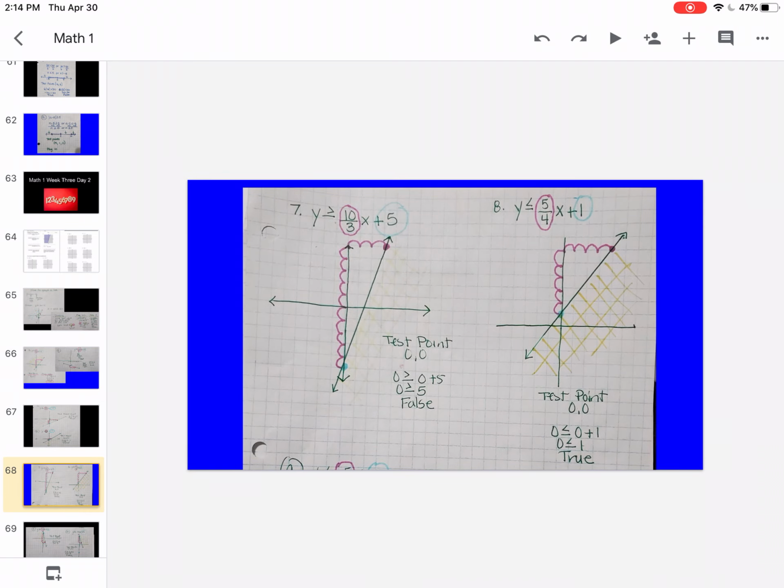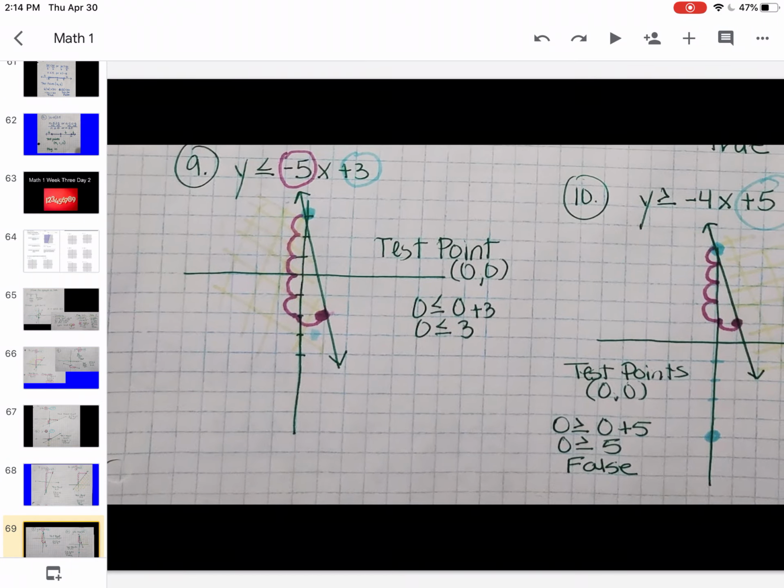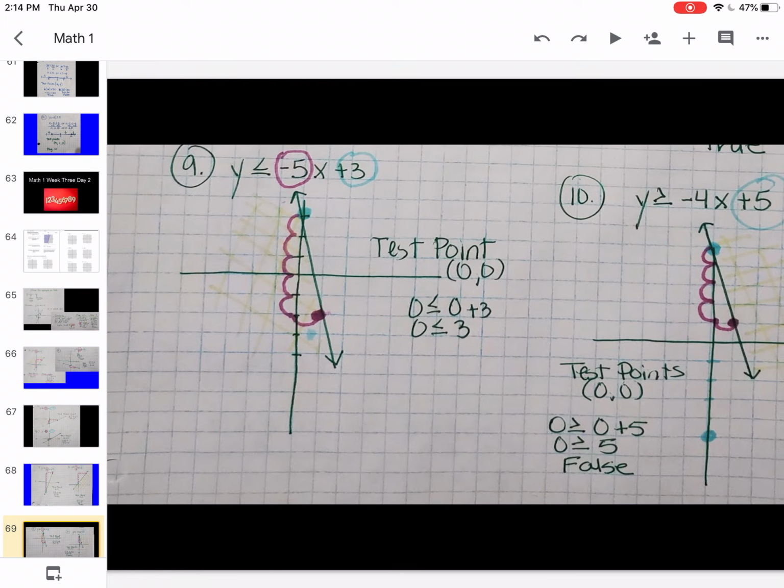All right. For 9, we start with 3, in blue. I don't know why it's sort of off the line there. But anyway, oh, I know why. It's positive 3. I got confused with that blue dot there. So you start at 3, which is at the top, and we're going down 5 over 1. So this one you go down because it's negative. Then you test 0, 0, so plug 0, 0 in for y and x. So 0 is less than or equal to 3. True. So you shade that in.